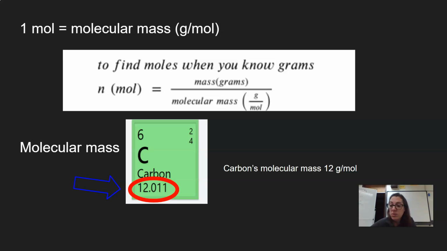So this is really useful when you're in the lab, because I need to go measure out a sample of carbon. Well, I'm going to measure it in terms of grams. So if I had, I don't know, 24 grams of carbon, how many moles is that? Well, I would take my grams, 24, divided by the molecular mass, 12, and get 2 moles of carbon.